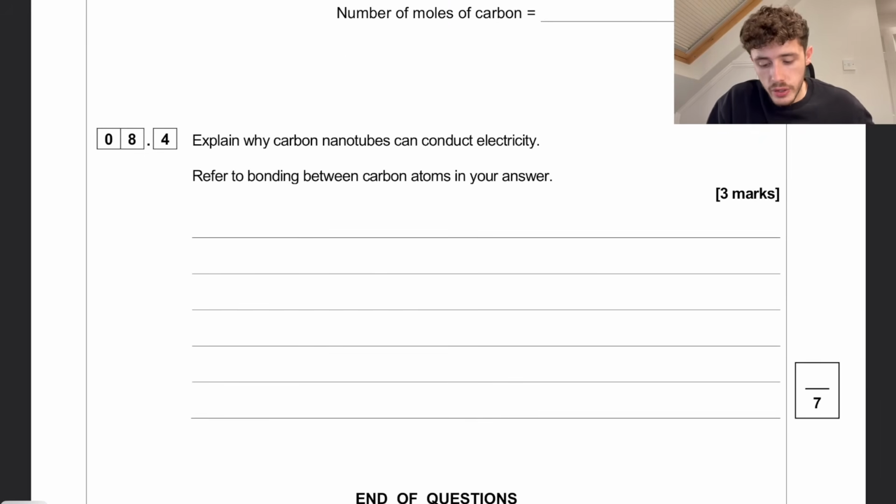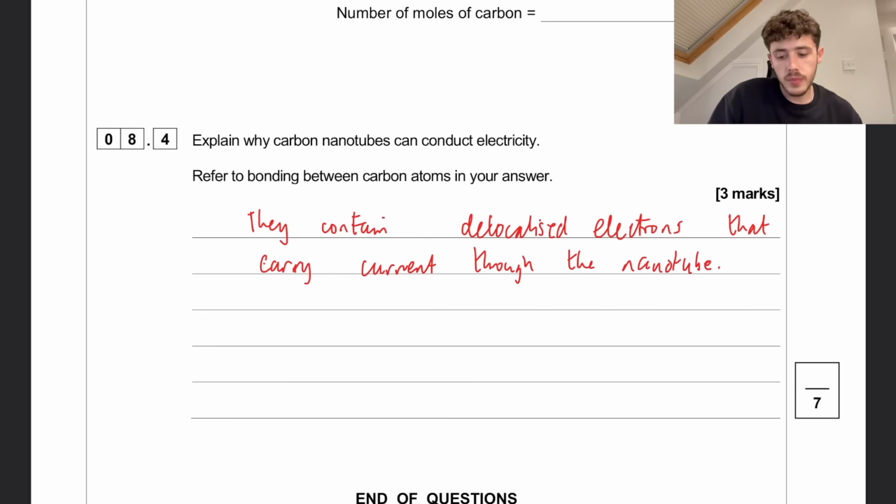And the final question of the whole paper, explain why carbon nanotubes can conduct electricity. Refer to bonding between the carbon atoms in your answer. So your go-to answer for any question about why something can conduct electricity is because it contains delocalized electrons. So that is going to be your first point always. So that is kind of 2 points in one. They contain delocalized electrons, and those electrons carry current through the nanotube. So that is your first 2 points.